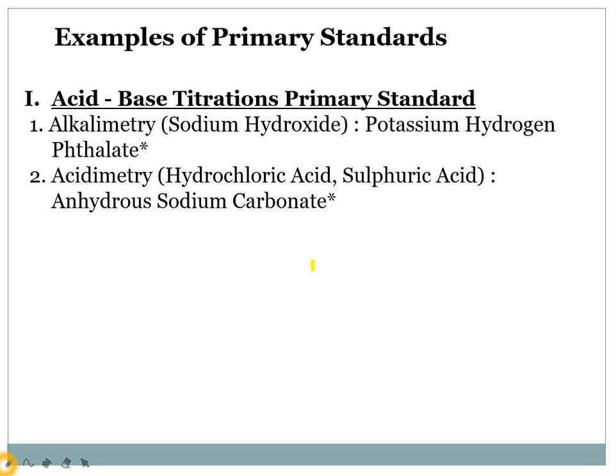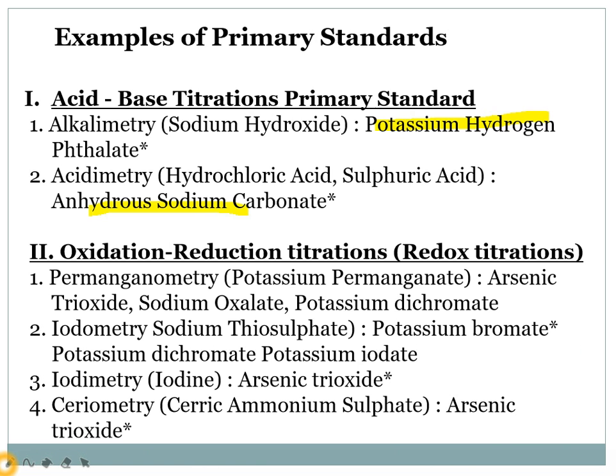Alkalimetry is the titration with sodium hydroxide, and acidimetry is with hydrochloric acid or sulfuric acid. In alkalimetry, the primary standard used is potassium hydrogen phthalate. In acidimetry, the primary standard used is anhydrous sodium carbonate. And in case of oxidation reduction titration, it is also called a redox titration.